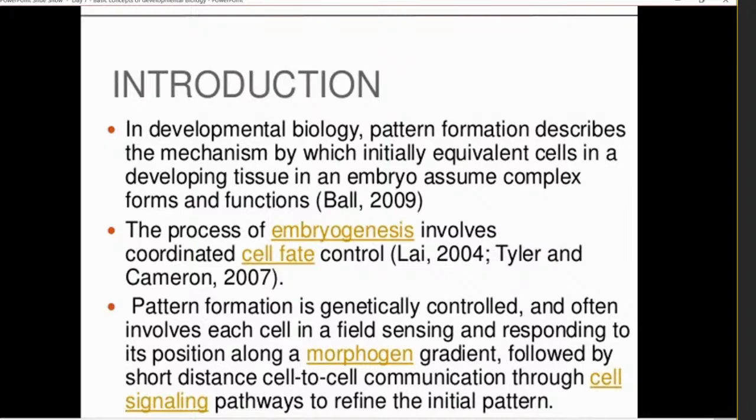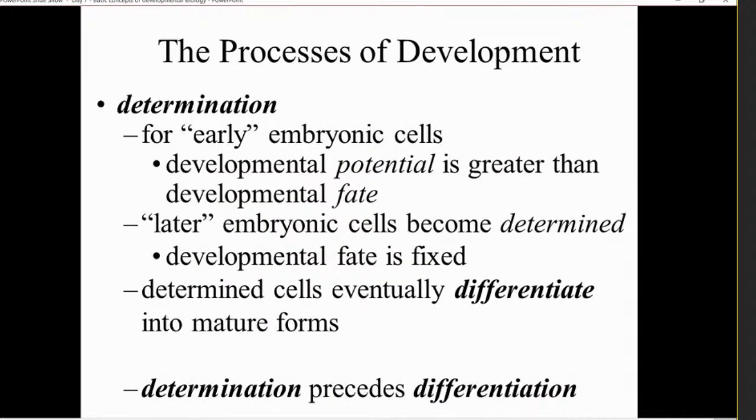Now I am going to discuss the important terms. The process of development: what is the process of development? In the process, we have determination and differentiation. These two terms are very important. What is determination? First, we want to know whether the embryonic cell can develop, whether it has the potential or not.